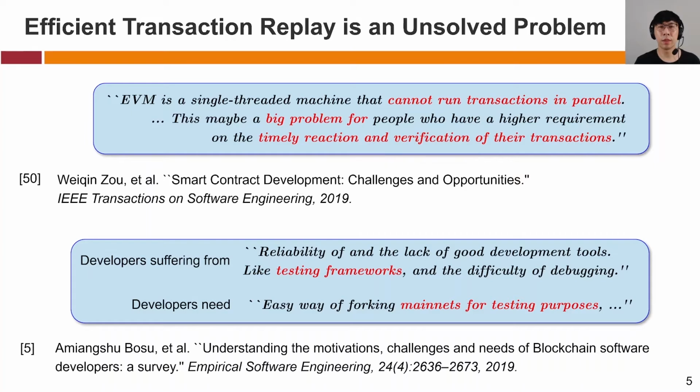Efficient transaction replay is an unsolved problem. A recent survey among smart contract developers revealed severe problems related to the replay of transactions. For instance, the EVM's inability to run transactions in parallel is a major challenge for the timely reaction and verification of transactions. Developers are further challenged by the limitations of current testing and debugging tools for smart contracts, and demand an easy way of forking mainnets for testing purposes.